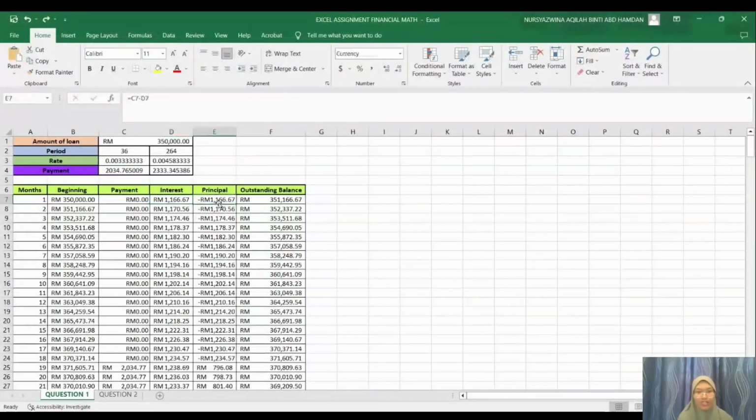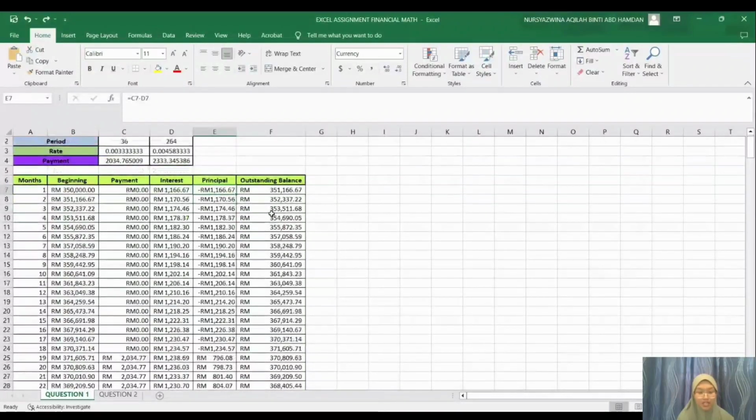For the principal, we can calculate it based on the formula: the payment, subtract the interest. So we get a negative sign for all the principals from the first until the 18th month, since the payment is 0 ringgit. The outstanding loan balance is the beginning outstanding loan balance minus the principal. Since the principal for the first until 18th month is negative, the outstanding loan balance will be increasing until the 18th month.